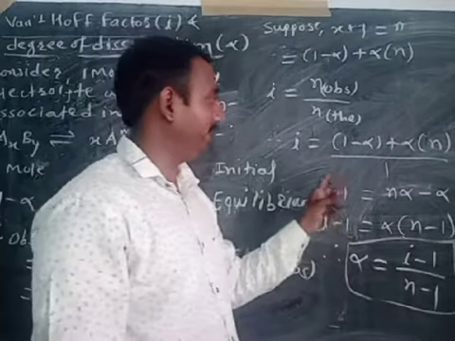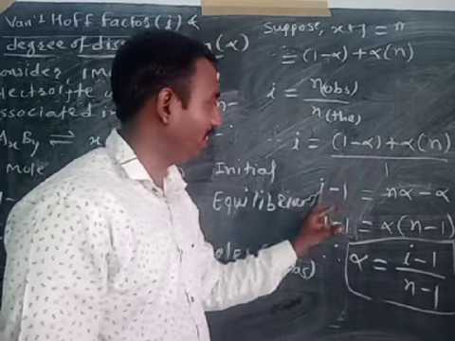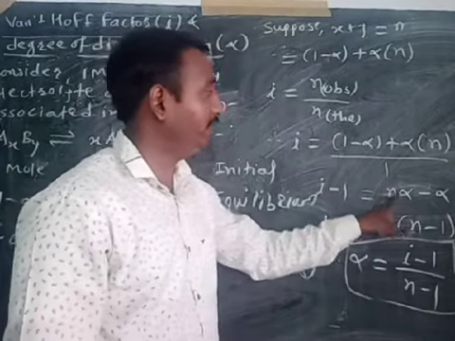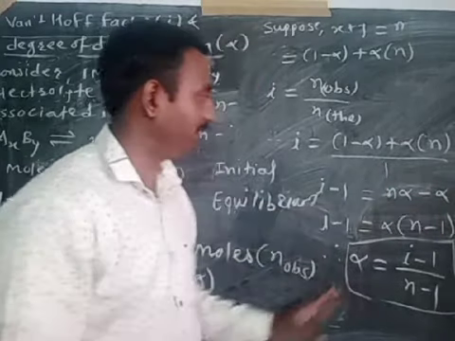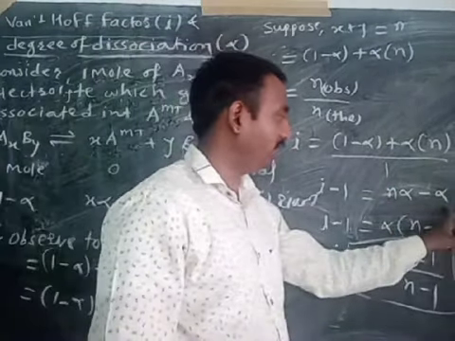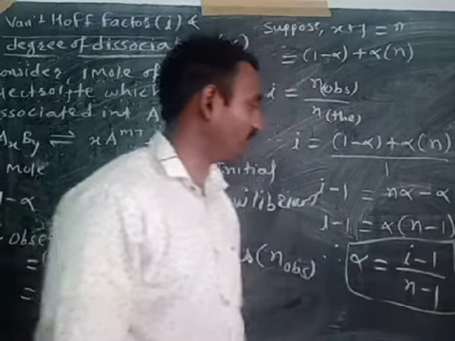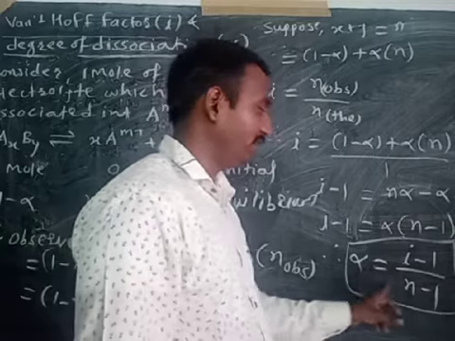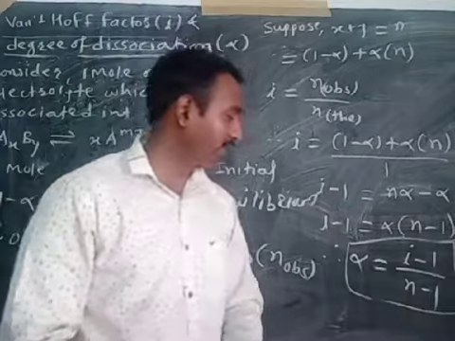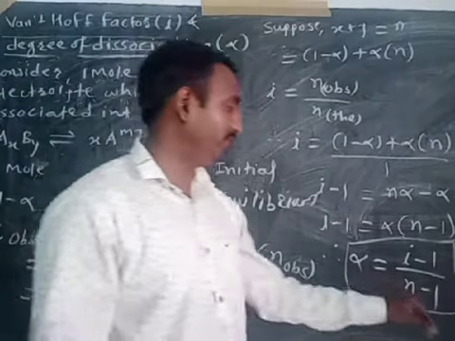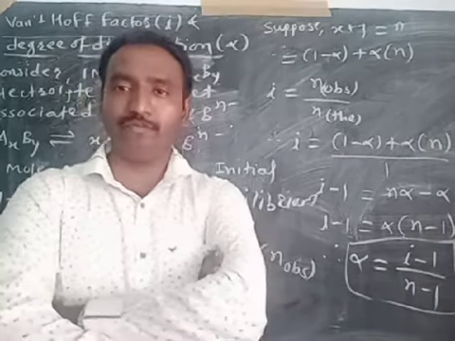And so the equation will become, when we put this 1 on the left hand side, i minus 1, here n alpha as it is and minus alpha as it is. Here we take alpha as a common term, so that i minus 1 is equal to alpha in bracket n minus 1, and so the equation becomes alpha is equal to i minus 1 upon n minus 1. This will be the relationship between alpha and i, that is the degree of dissociation and van't Hoff factor.